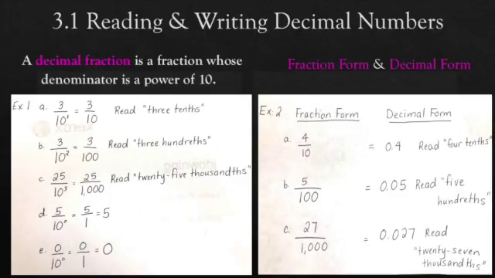Now let's look at our other examples, turning fractions into decimal form. So we have 4/10. 4/10 can be turned into a decimal, and you put 0.4, and it's read as 4 tenths. For B, 5 over 100, you have 0.05, and it's read as 5 hundredths. Now 27 over 1,000 is 0.027, and that's read as 27 thousandths.